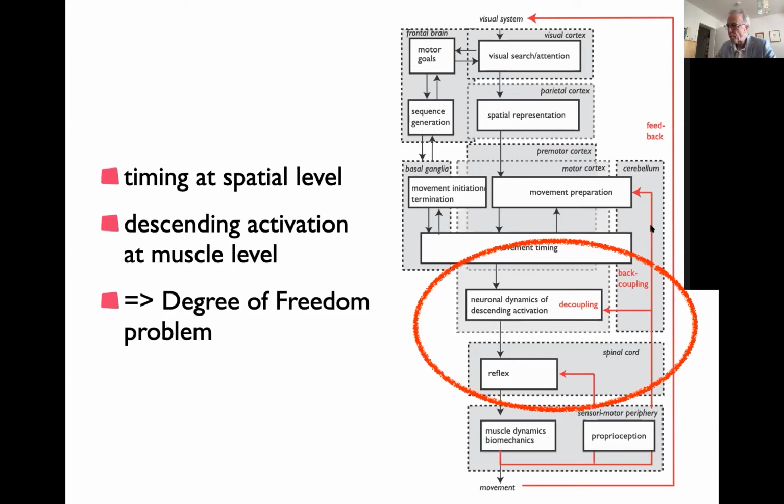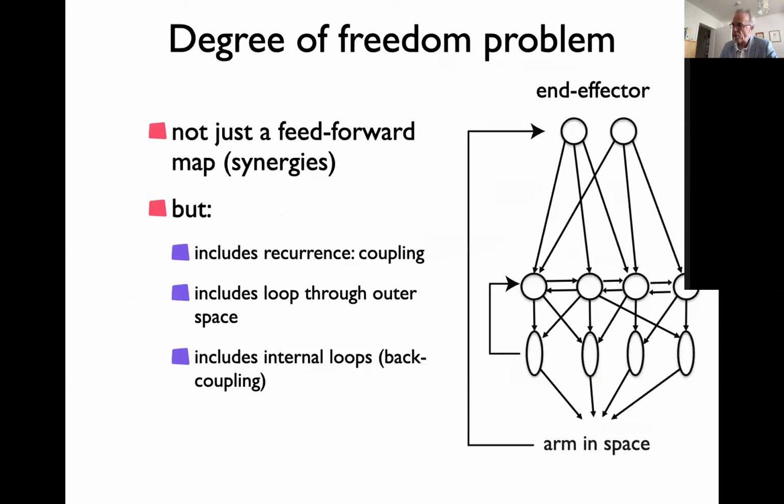So this degree of freedom problem is a famous problem, and the standard thought is that it is one of those feed-forward problems, just like from the retina to your visual representation, you would have a many-to-few mapping, that here you would have the reverse, a few-to-many mapping to the periphery.